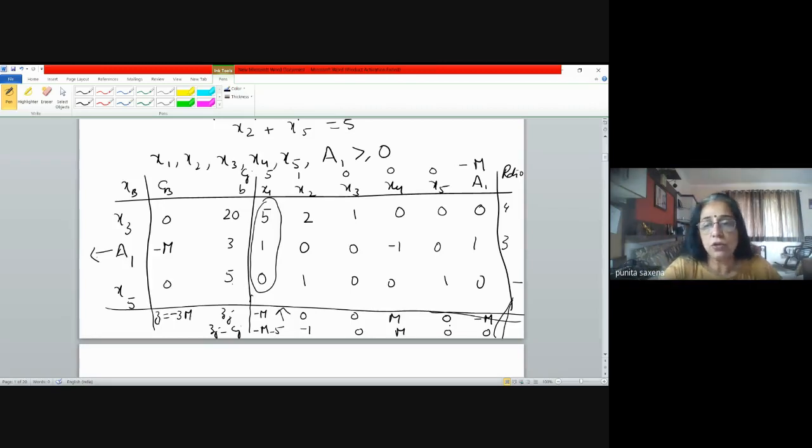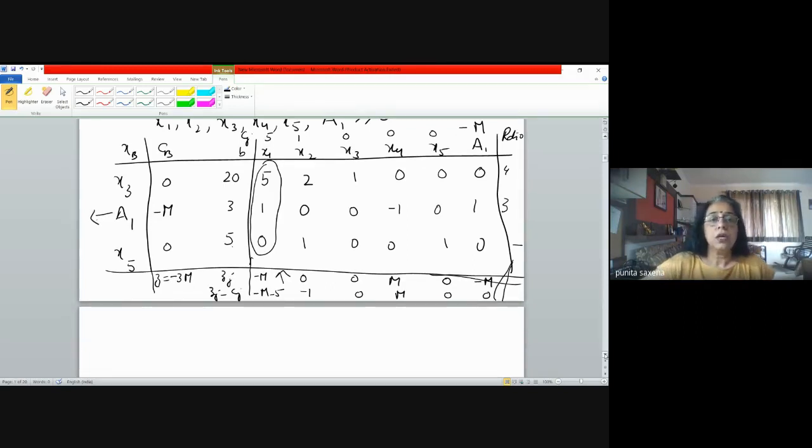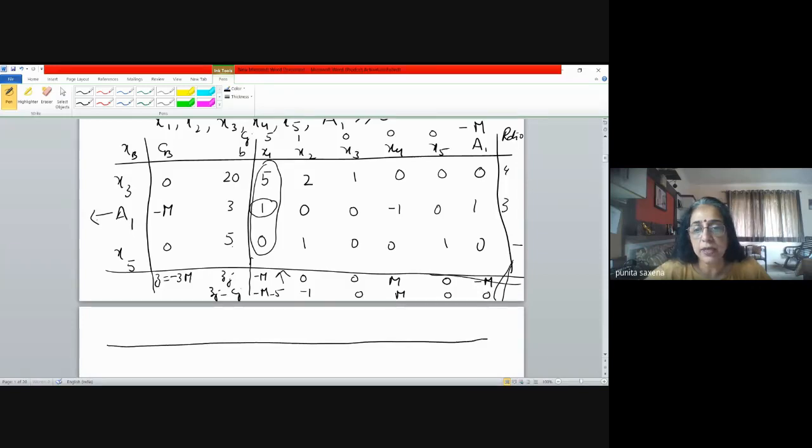When making the second table, the first iteration, this 1 is your pivot element, so it's already 1 and we need not change the second row. This element is already 0, so we need not change the third row at all. We just need to make transformations in the first row, where we have to make this 5 a 0.